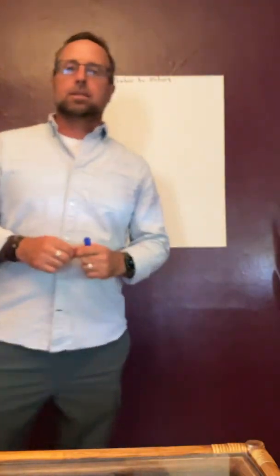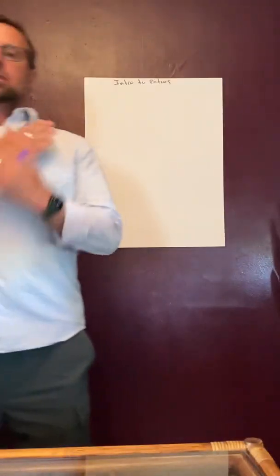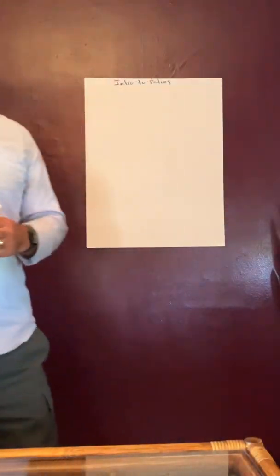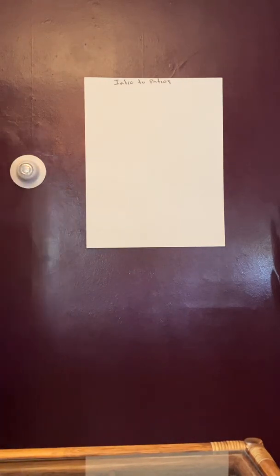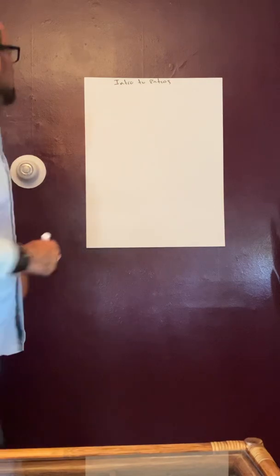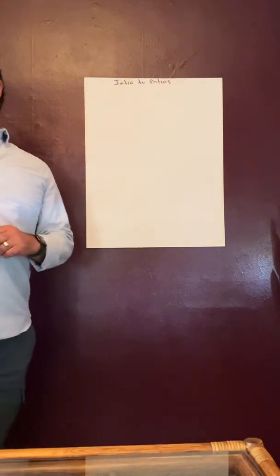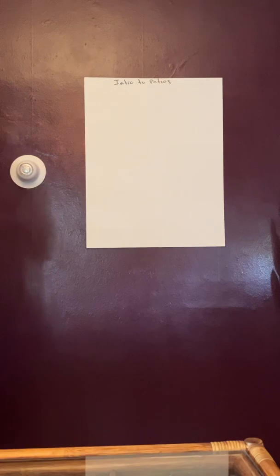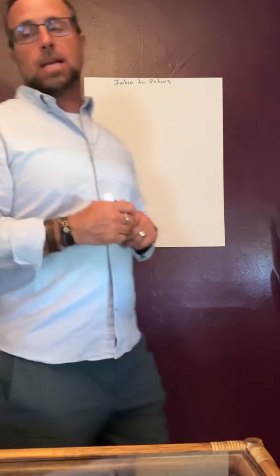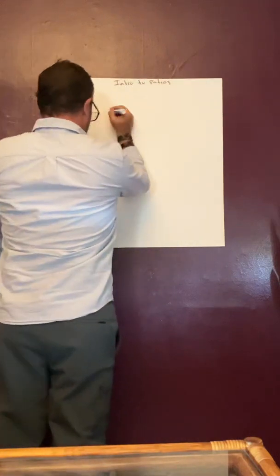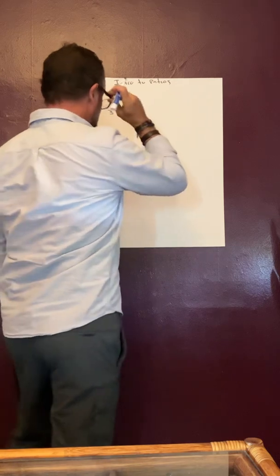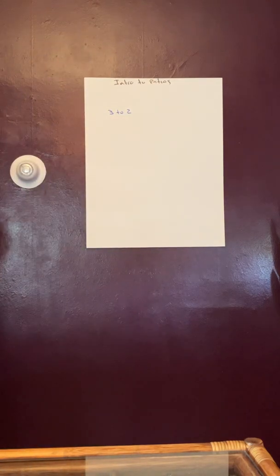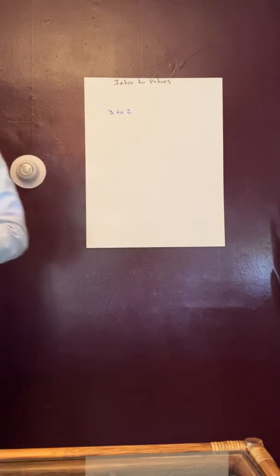Okay, class. Thank you. What is one of the three ways we learned to write a ratio yesterday? Yes, Michael. Using the word to. Okay. Can you give me an example? 3 to 2. Okay, very good. That's using the word to.